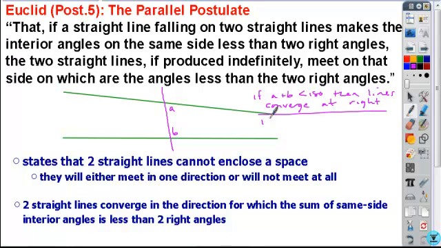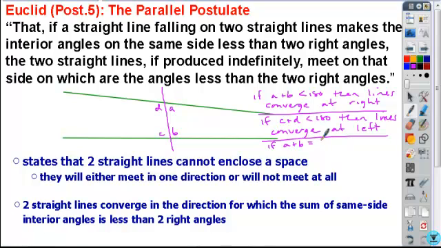If instead C and D were less than 180, so if that condition was met by the other set of same side interior angles, then these lines would converge to the left. And then it leaves open the interpretation of what happens if neither of these is true. If A plus B is not less than 180, and instead it's equal to 180, then these lines will never converge, which means they are parallel.